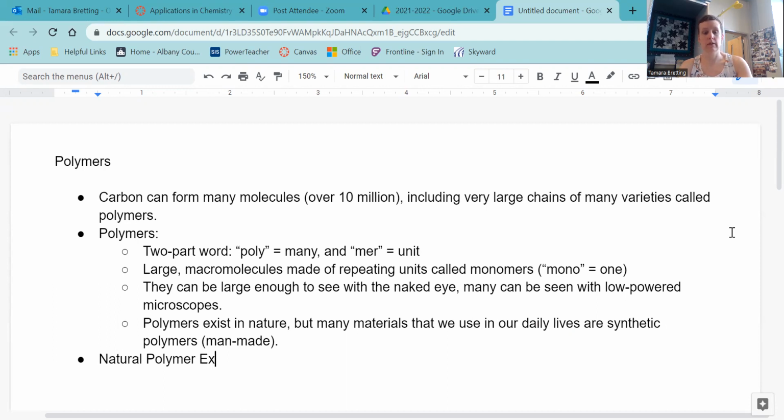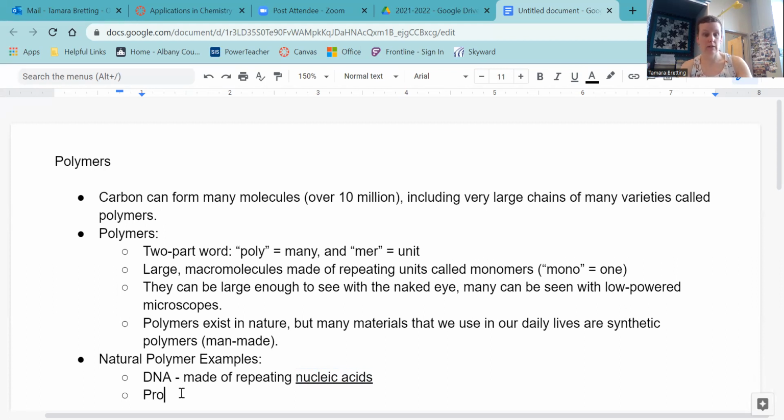Natural polymer examples. DNA. DNA is a natural polymer, so that's something that you've learned about in biology, okay? These are made of repeating nucleic acids. I'm going to underline that piece right there. So the nucleic acids are the monomers that connected to each other make the polymer DNA. Okay, so DNA is a polymer, the nucleic acids are the monomers.